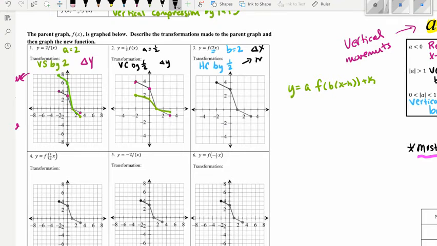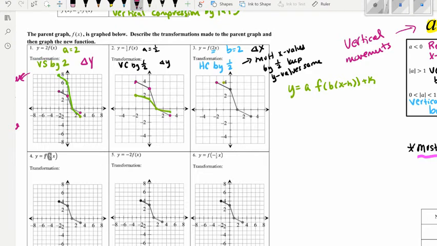So multiply x values by 1/2, keep y values the same. So now the y values stay the same. So if this is an x value of negative 2 times a half, or negative 2 divided by 2, gives me negative 1, so that moves here.